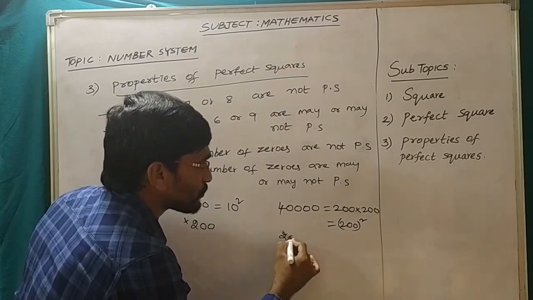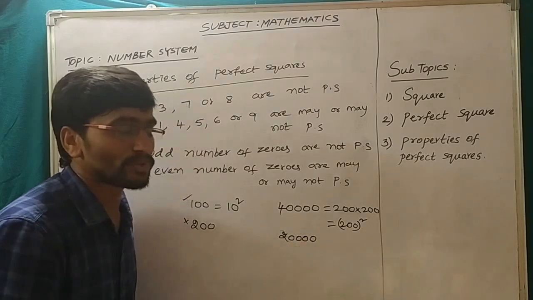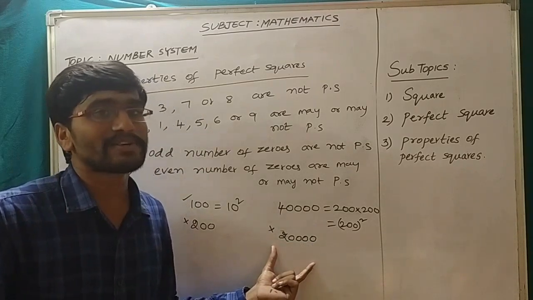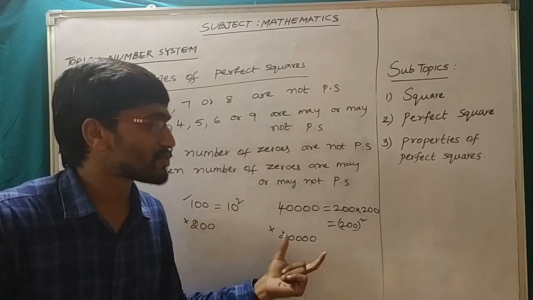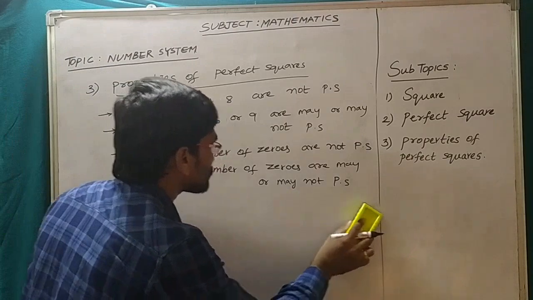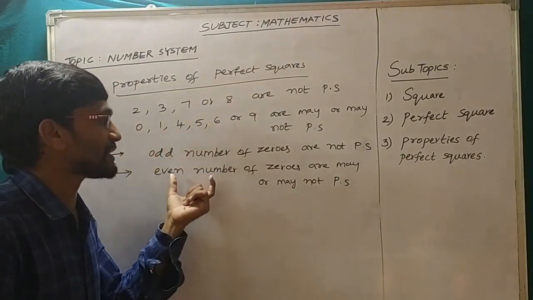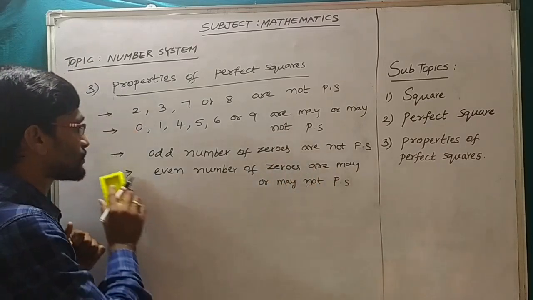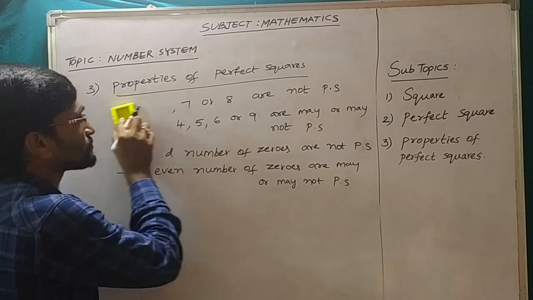Is 20,000 a perfect square? No, because it cannot be expressed as the square of any other natural number. So 20,000 is not a perfect square, right? So the numbers ending with an even number of zeros may or may not be perfect squares.